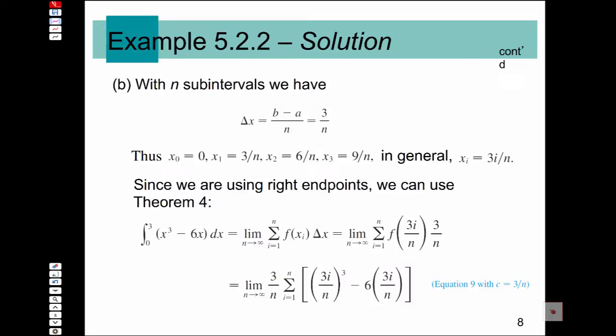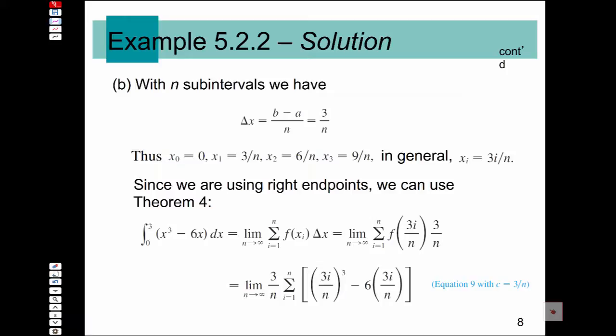Now part B asks us to calculate the definite integral of the function x cubed minus 6x from 0 to 3. And so the way we're going to do that is using the definition. It's the limit of a Riemann sum as the number of approximating rectangles n goes to infinity. So the first thing we need to do is write out the general expression for the Riemann sum when the number of approximating rectangles is n.